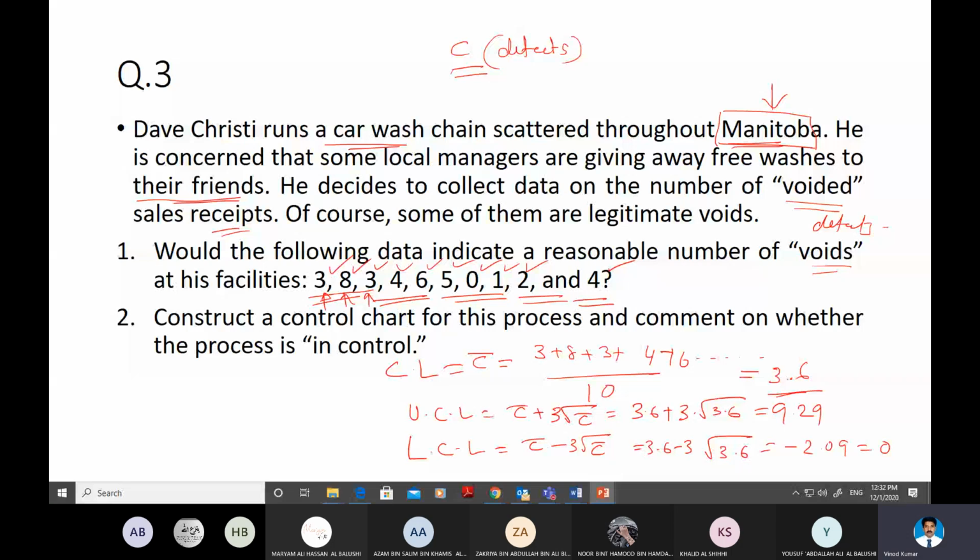So can you calculate and see how much? Okay, we got it, right? Now we need to draw it. We have the control limits. How do we draw it? We have the first one, 0 is this one.